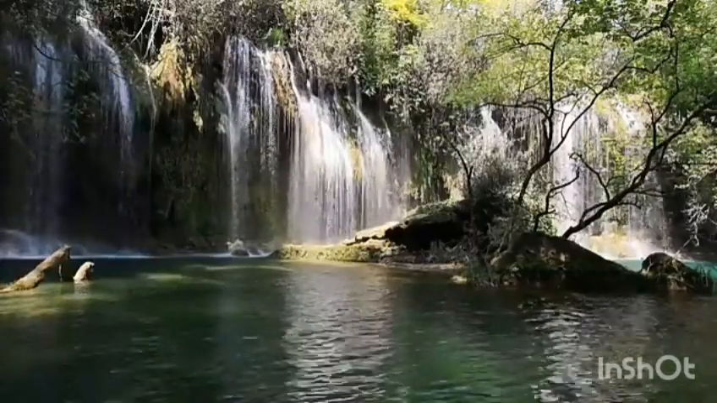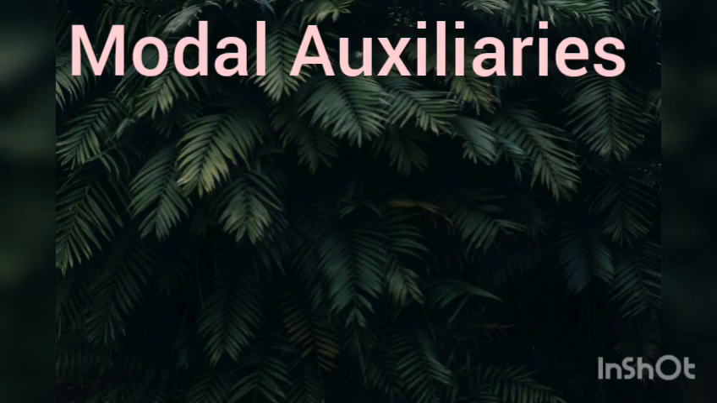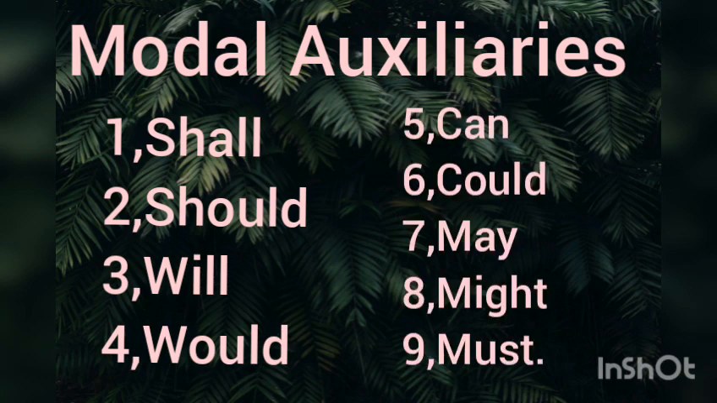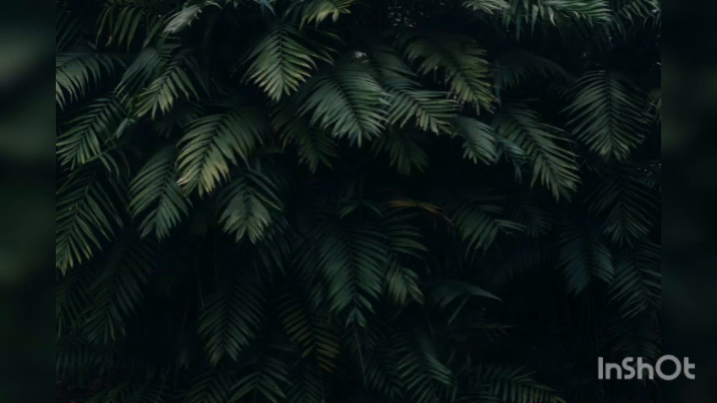Now let us move on to modal auxiliaries. What modal auxiliaries are there? Shall, should, will, would, can, could, may, might, must. These are called modal auxiliaries. Let me explain all of these with their functions and examples, right?